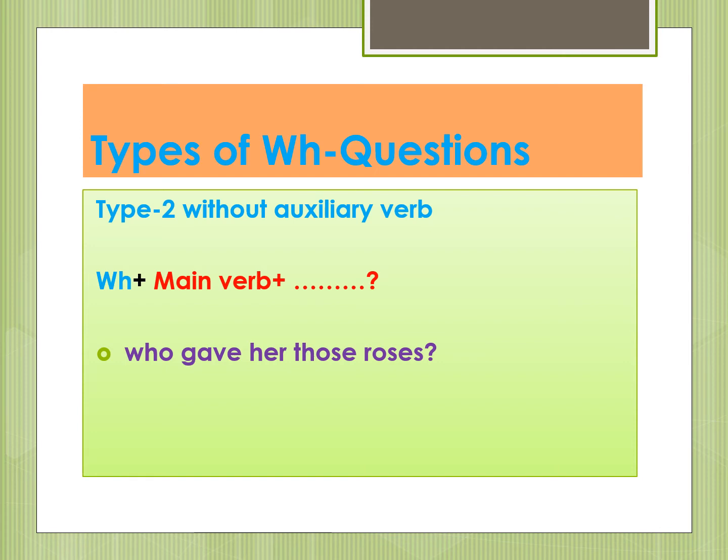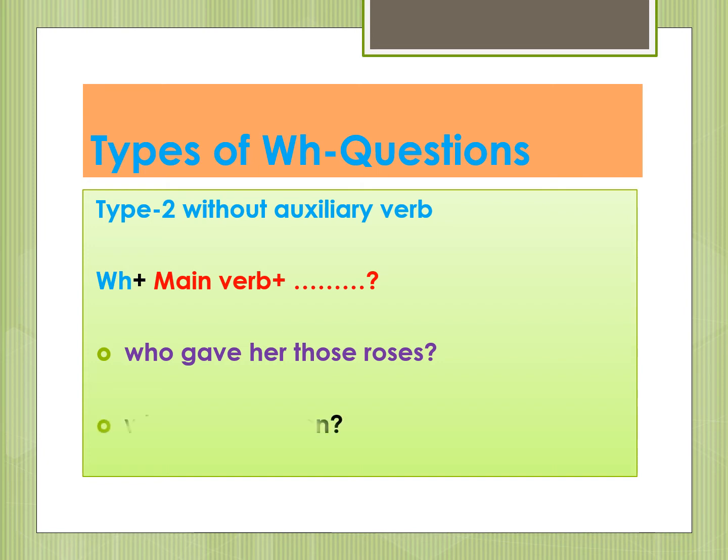Who gave her those roses? So this is a WH question, and second type of WH question, because there is no auxiliary verb in the question. The question started with a WH word who followed by a main verb gave. So this is a second type of WH question.